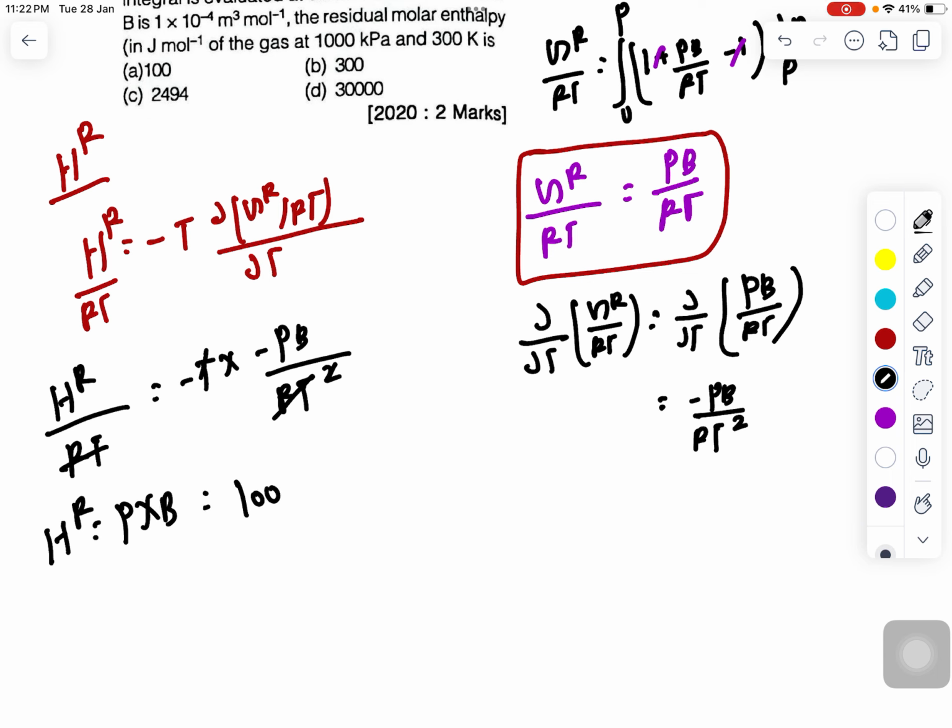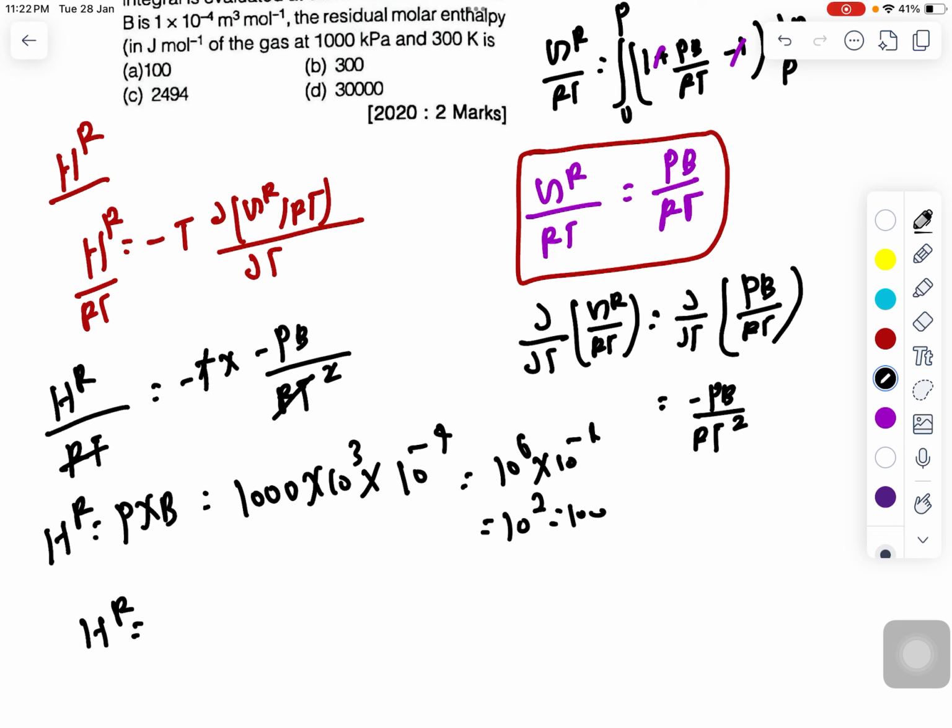Pressure is given as 1000 kilopascal, 10 to the power 3, and B is given to you as minus 10 to the power minus 4. That is 10 to the power 6 multiplied with 10 to the power minus 4, which will be equal to 10 square, that is 100. So the residual enthalpy change will be equal to 100. Right? This is as simple as that. This question was not very difficult, but it was a tricky question. This question was asked in GATE 2022 by IIT Delhi.